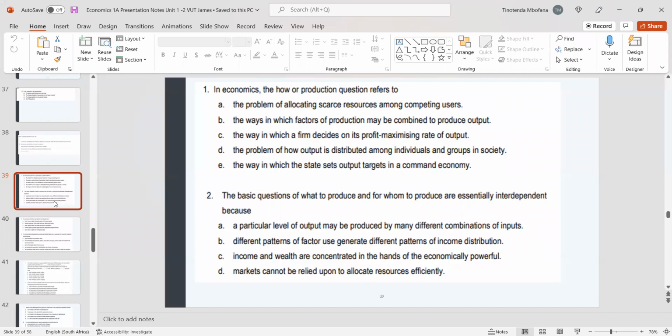The best answer here would actually be different patterns of factors generate different patterns of income distribution, right? They generate different patterns of income. I think that's the best answer for this one. Let me just have a relook at it. A particular level of output may be produced by many different combinations of inputs.